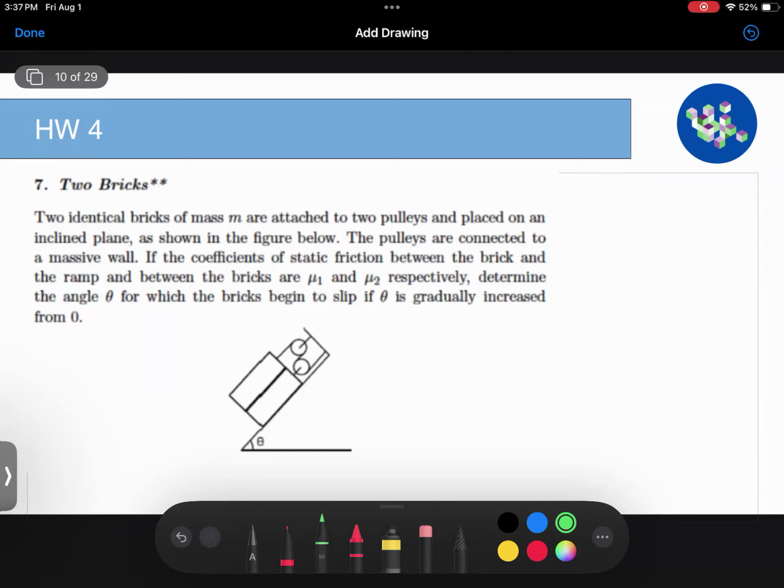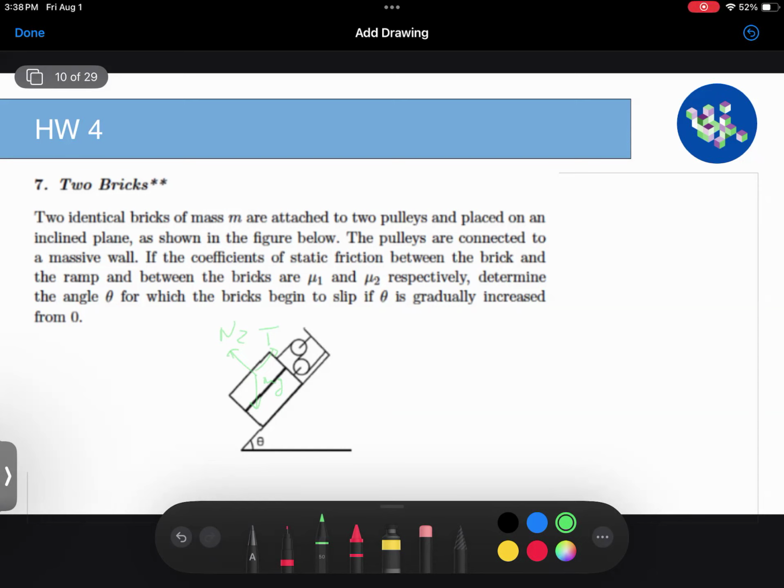So we're looking at two bricks here, right? First things first, we want to draw all the forces. On the top block, there'll be a gravity force, let's say mg. I'll draw it here, mg. And then you've got your normal force, let's call it n2, because it's the top block. And then we have a tension force from the pulley that's pointing that way, tension. Now the question is, what direction should our static friction force point?